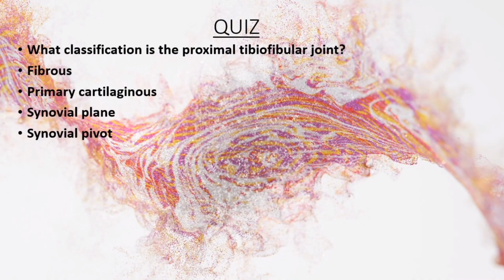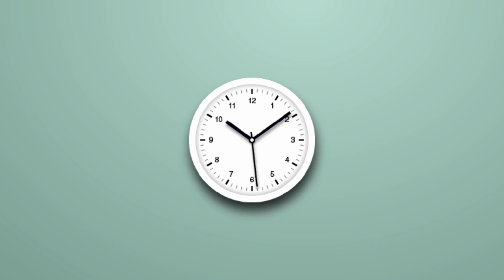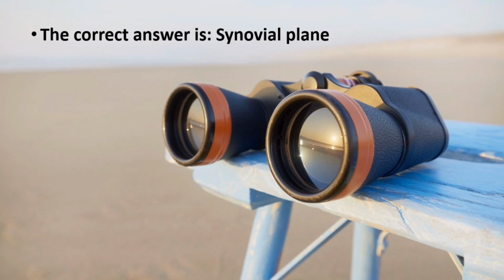Now let's have a quiz. 1. What classification is the proximal tibiofibular joint? Fibrous, primary cartilaginous, synovial plane, synovial pivot. The correct answer is synovial plane.